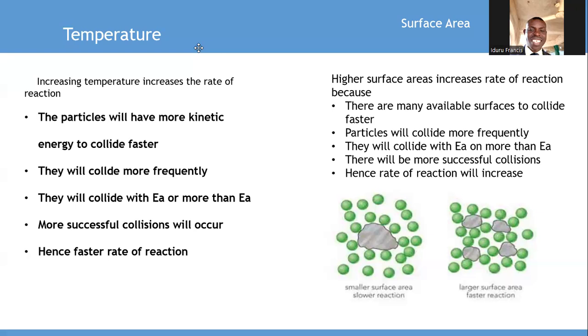The rate of reaction will occur faster because there are many surfaces of the particles that will collide. But when you have only a lump or two lumps, the surfaces that will collide together are far apart, and there will be a lesser or slow rate of reaction because the surfaces hardly collide because they are far apart. But when there are many surfaces, the reaction will be faster.